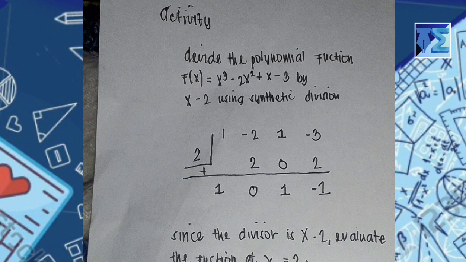First, bring down the first coefficient, which is 1. Then multiply it by the divisor 2. We have 1 times 2, which is 2. Then add it. We have negative 2 plus 2 will give us 0. Then 0 times 2 will give us 0. 1 plus 0 is 1. Multiplying it again, we have 1 times 2, which is 2. And lastly, negative 3 plus 2 will give us negative 1.